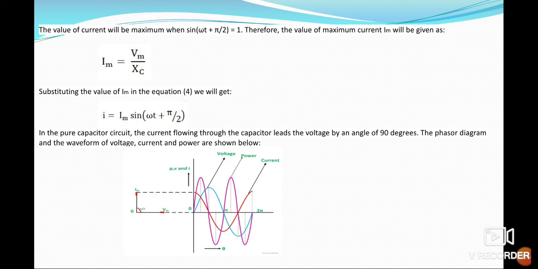So we have seen the phasor diagrams of both the R, L and C circuits. For R circuit, we will remember that the current and voltage will remain in the same phase. For an inductive circuit, the current will lag the voltage by an angle of 90 degrees. And for a capacitive circuit, the current will lead the voltage by an angle of 90 degrees.